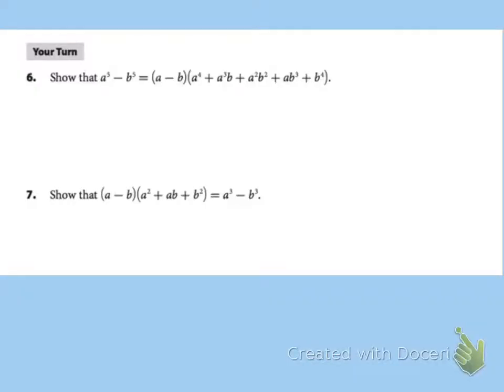Okay, so let's take an opportunity for you to try this. In fact, this right here is that other version, that difference of cubes. So I want you to pause the video now and give these two a try, and tune back in. I don't really need to give you an answer because you should know what the answer is going to be for each, right?